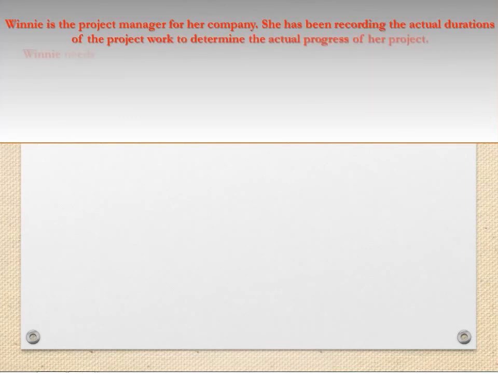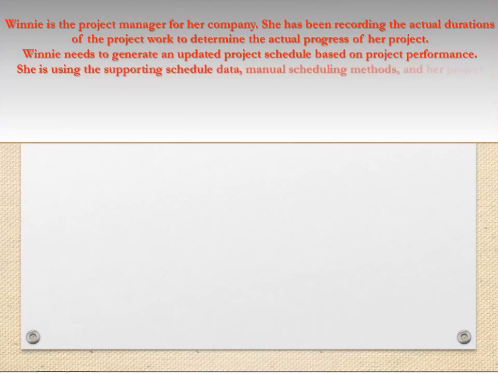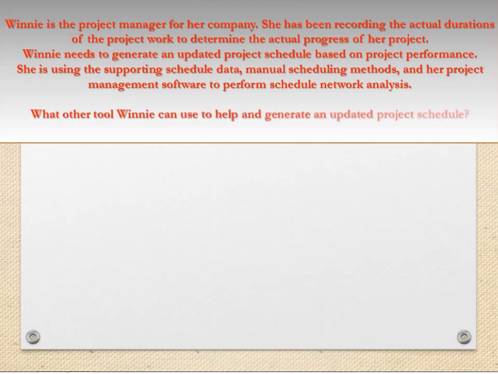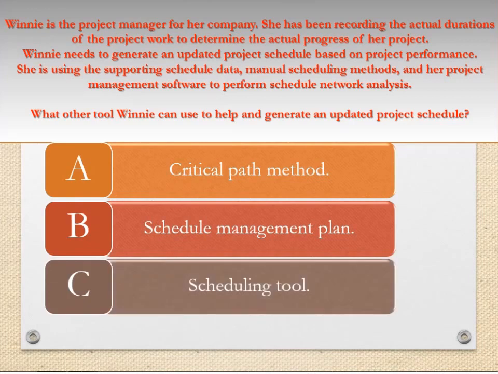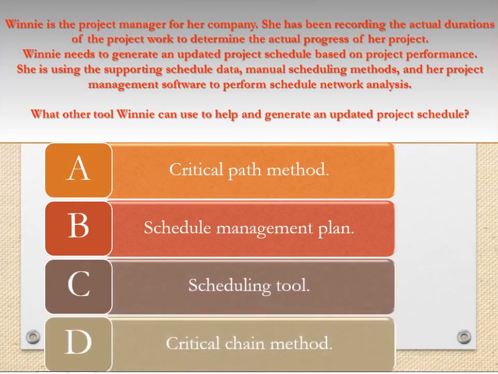Question. Whitney is the project manager for her company. She has been recording the actual durations of the project work to determine the actual progress of her project. Whitney needs to generate an updated project schedule based on project performance. She is using the supporting schedule data, manual scheduling methods, and her project management software to perform schedule network analysis. What other tool can Whitney use to help generate an updated project schedule? A. Critical path method. B. Schedule management plan. C. Scheduling tool. D. Critical chain method.